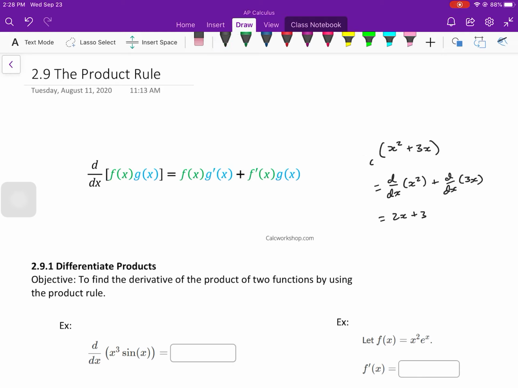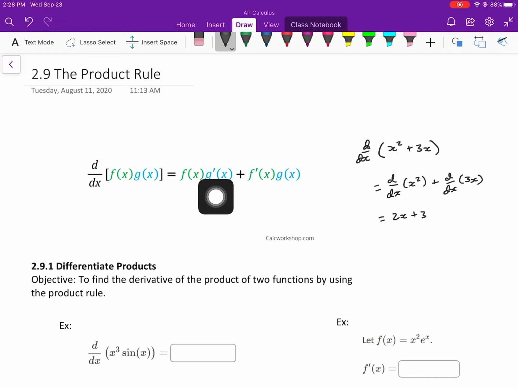So if you're doing the derivative of a sum, then you can split up the derivative of the sum, but it doesn't work for products. So if you see the product of two functions, that's the hardest part of this assignment, is identifying that there's two functions being multiplied together. If you see two functions being multiplied together, you got to go through the product rule.